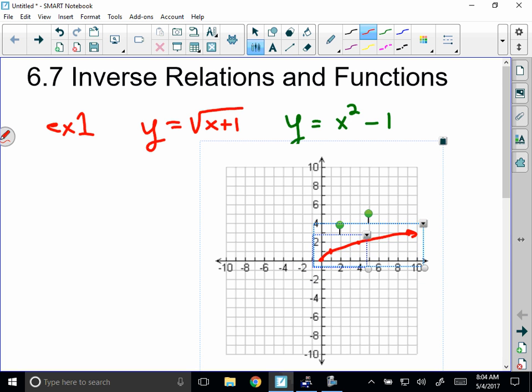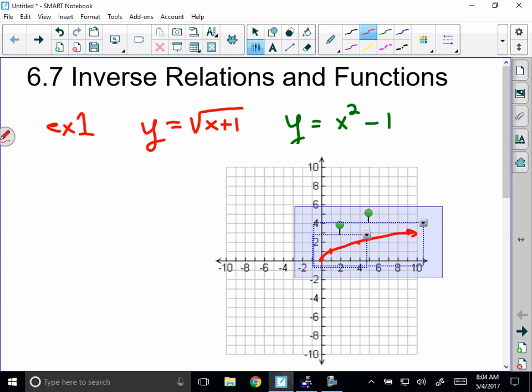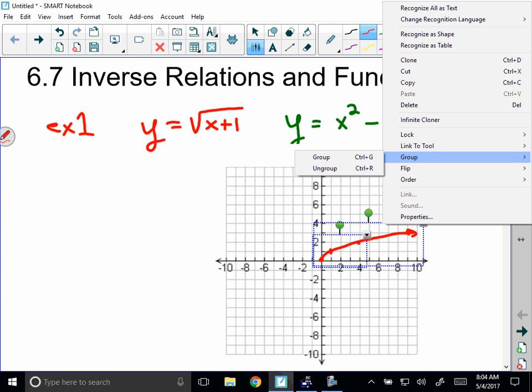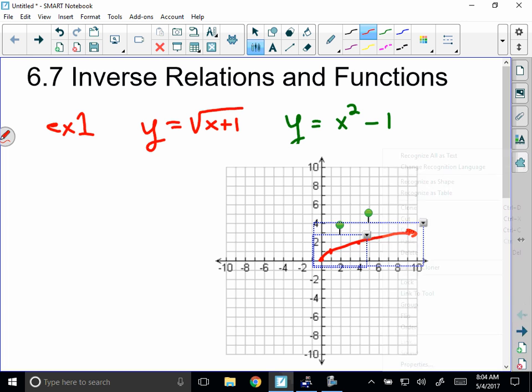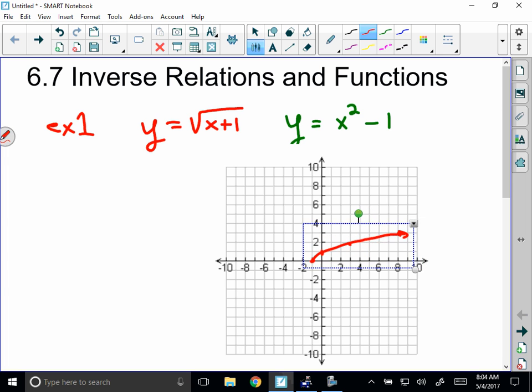So this new smartboard, I don't think it's gonna cooperate here. Let's see, grouping. Really? Grouping. There we go. Group. Let's try that again. Grouping. Group. Got a new computer, new smartboard software, new sound software. We'll see what happens. So that's what the red one looks like.